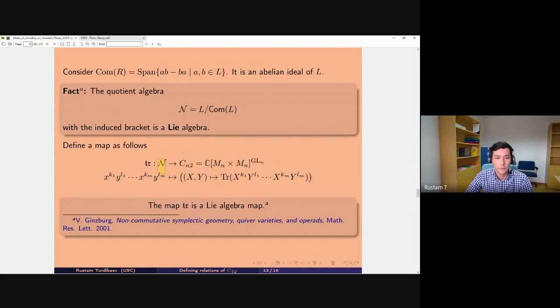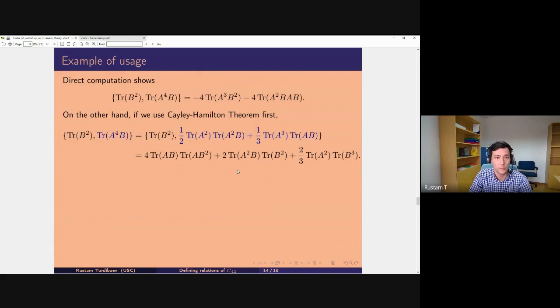So this known structure, the non-associative Lie structure here, we can push it to the Poisson structure that we have exactly here. So it's exactly the same Poisson structure that was given by the symplectic form. So how can we use it? Let me show you one example of a computation that we do.